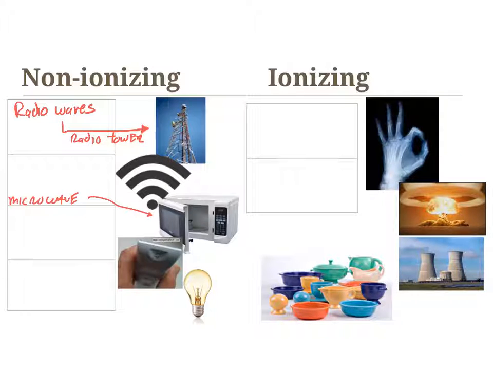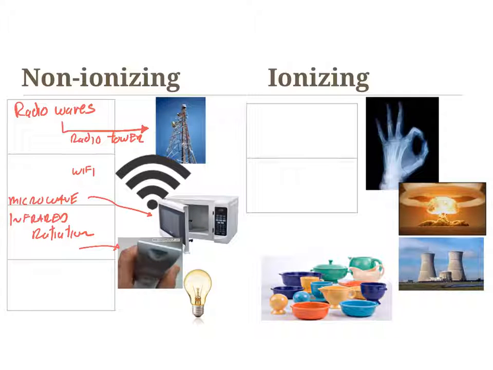Now, in between there is the Wi-Fi. So that's the Wi-Fi symbol right there. The Wi-Fi is on the tail end of radio waves and on the beginning end of microwaves. So it's the smallest energy of radio waves and the greatest energy of microwaves. And it's non-ionizing, and that's okay. And then we have infrared radiation.